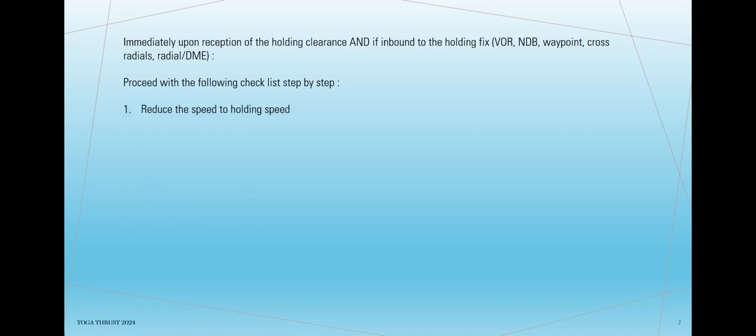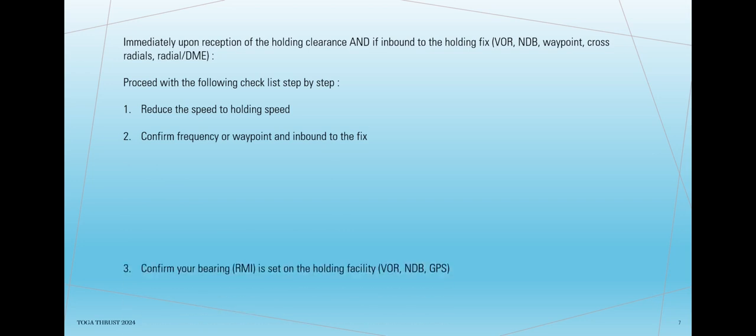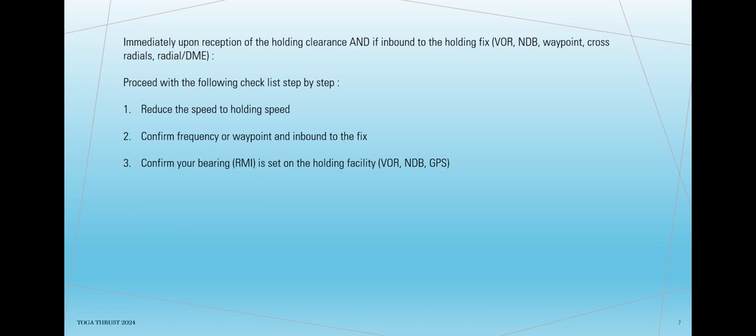Reduce the speed to holding speed. Confirm frequency or waypoint and inbound to the fix. Confirm your bearing, RMI, is set on the holding facility, VOR, NDB, GPS. Set the CDI on the holding radial, holding inbound course.